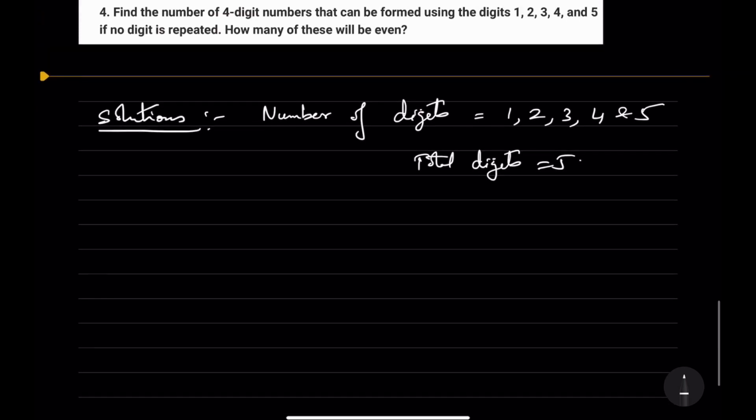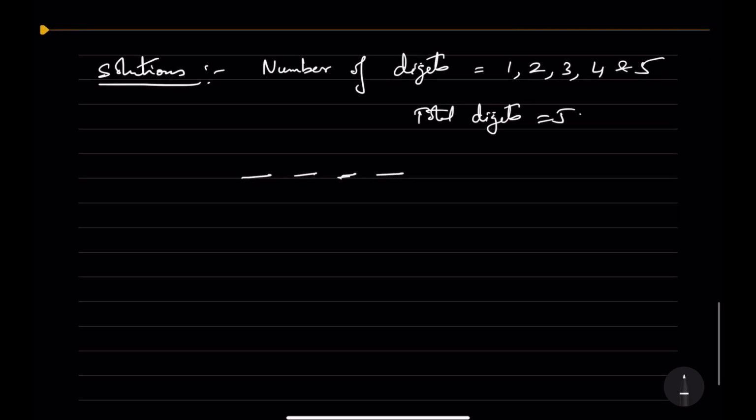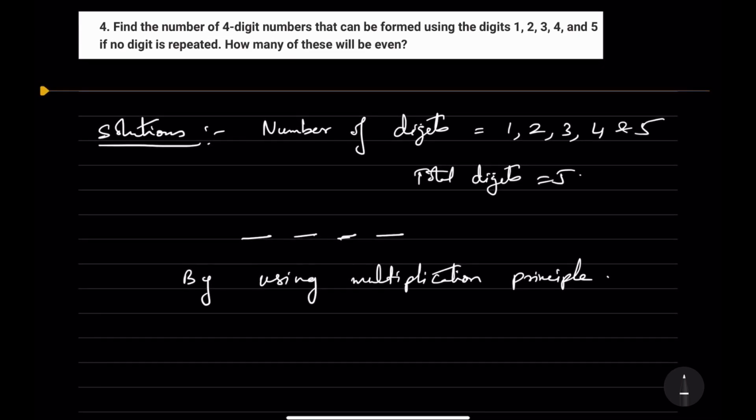So now here you have to form a 4 digit number, 1 2 3 4, right? So now this 4 digit number, by using multiplication principle, here we have to find out 4 digit numbers if no digit is repeated. So by multiplication, the first digit can be done from these 5 numbers. One of them can be filled in 5 ways.